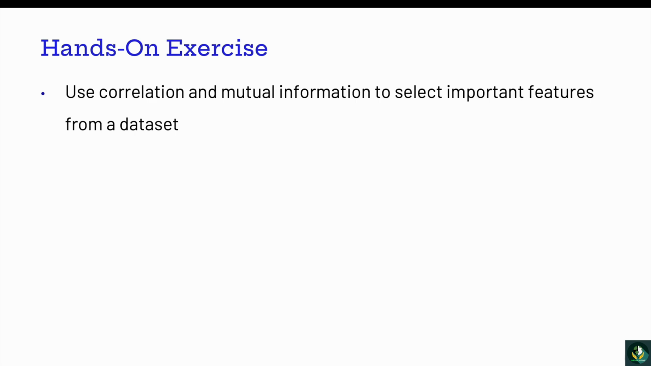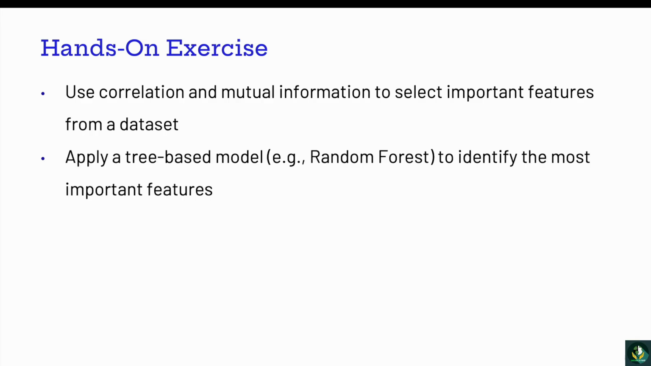Now, let's jump into our hands-on exercise where we will use correlation and mutual information to select important features from a dataset and then apply a tree-based model, for example random forest, to identify the most important features. So the objective here is to use the filter and embedded methods that we just learned to select important features from a dataset and compare the results. The dataset that we will be using here will be the diabetes dataset from the scikit-learn library.